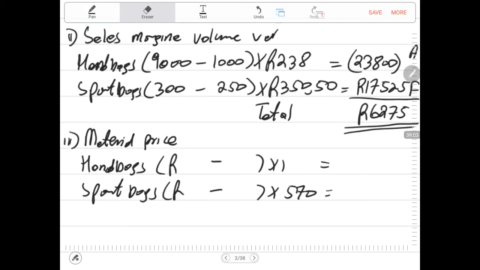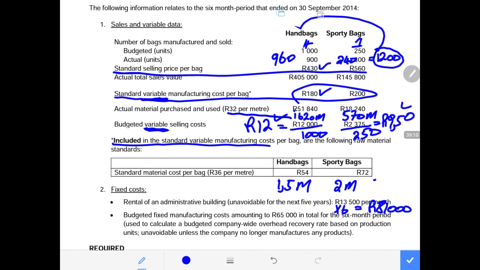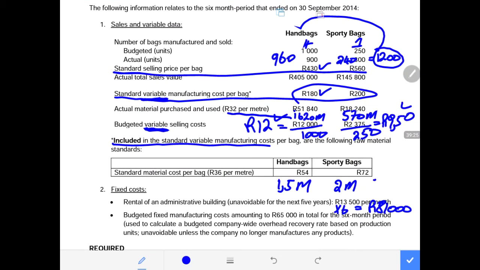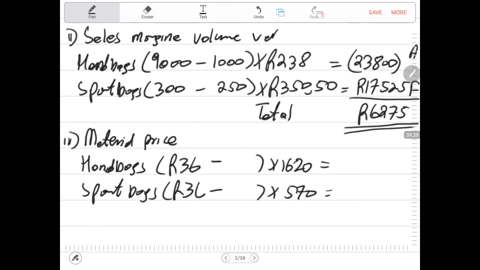It is 1,620 for the first product. The second one, I think I was correct, is 570 meters: 18,240 divided by 32 rand per meter. So now let us look at the standard material price. There we have our standard material cost per bag, which is 36 rand for the handbag and for the sport bag. So that is very easy. We have 36 rand and 36 rand.